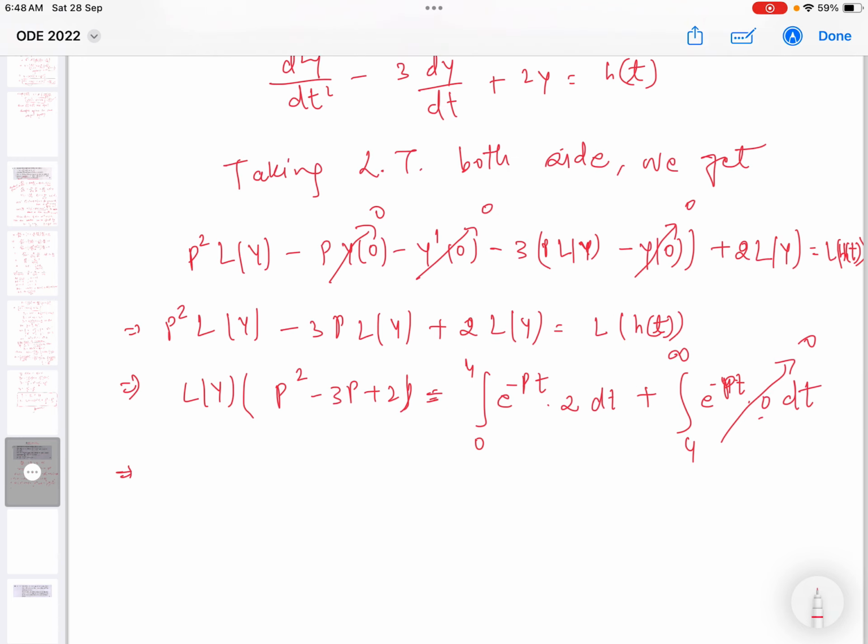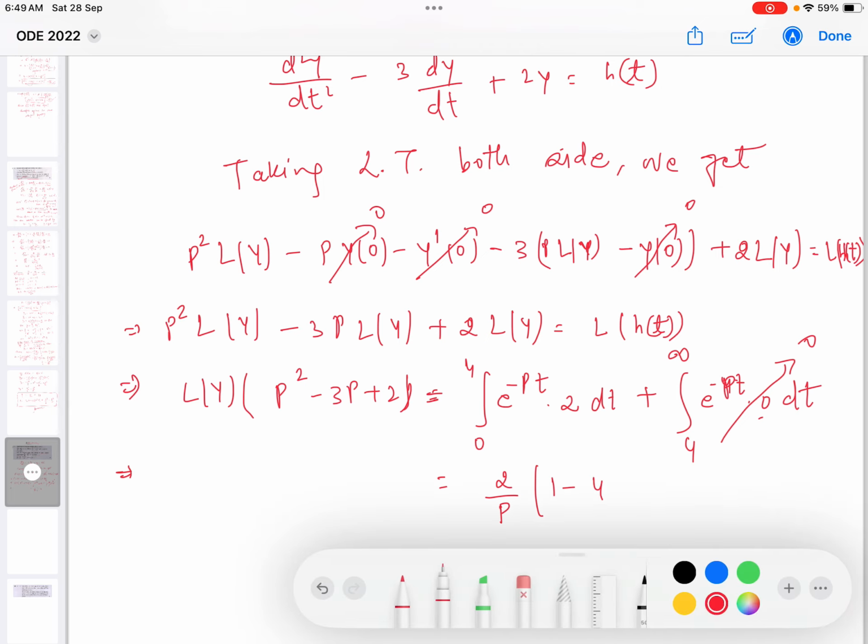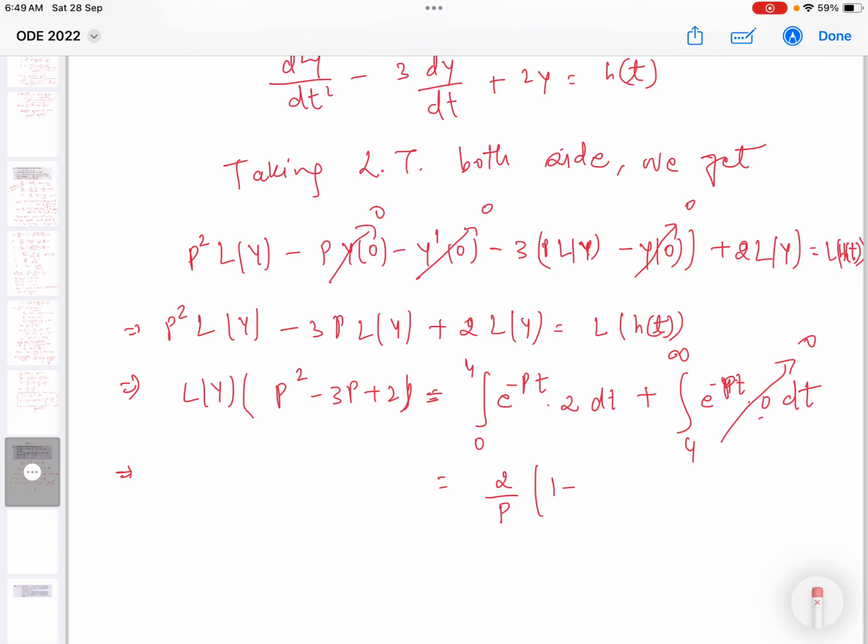So while solving this, we will get 2 by p times 1 minus e to the power minus 4p, I guess. Yeah, I am writing directly. e to the power minus 4p. Yeah, it's fine.